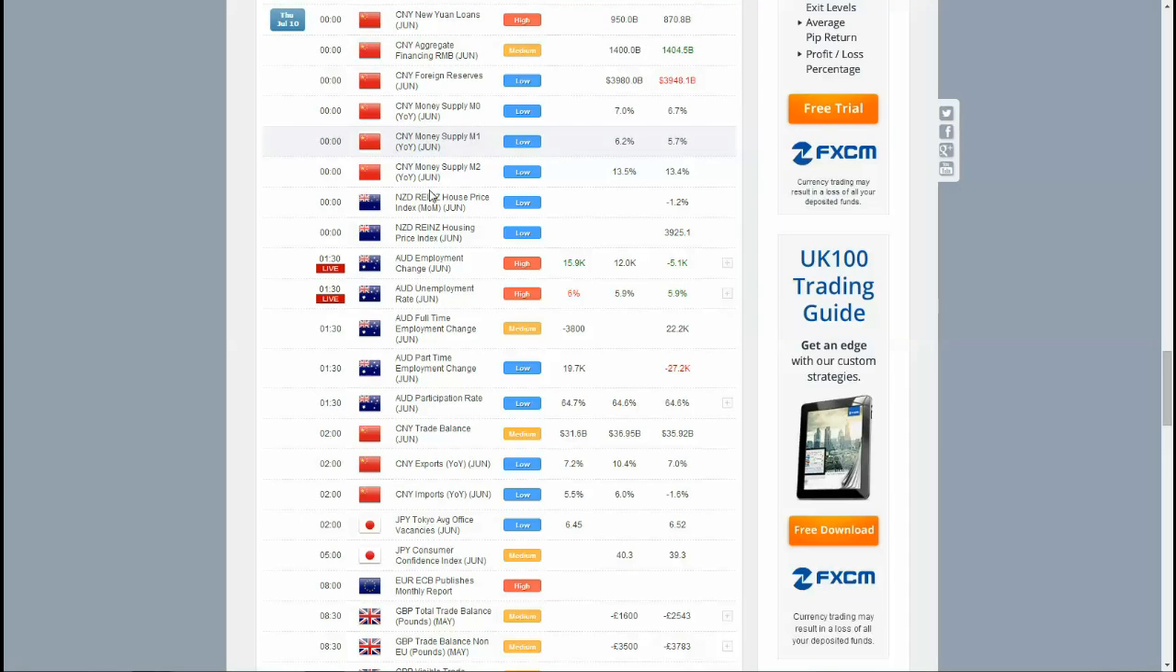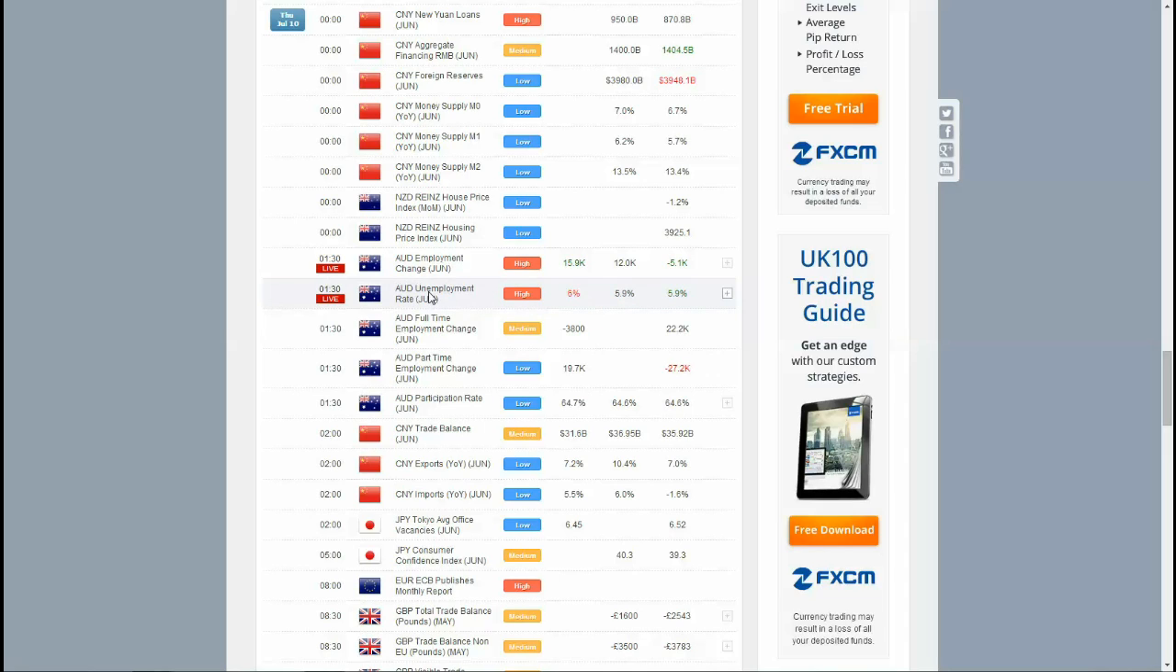Just released moments ago, Australia released its employment change. Came out a little bit better than expected at 15.9 thousand. This should give some volatility with the Australian dollar and other currency pairs as well. Their employment rate came out also a little bit higher than expected at 6%.